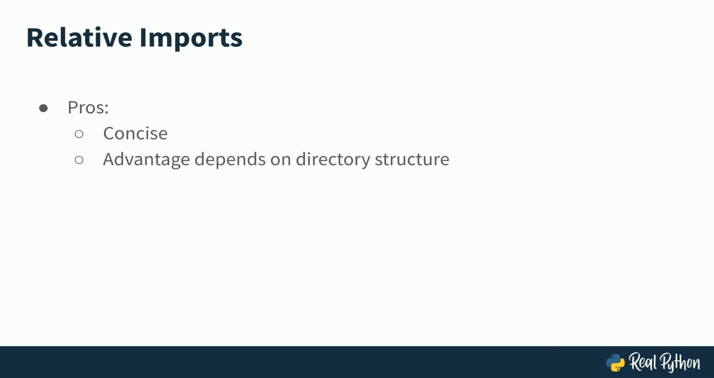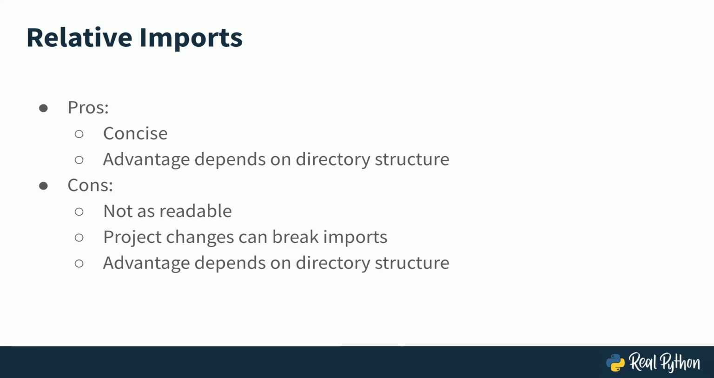Relative imports offer up a couple different advantages. Off the bat, they're much more concise than absolute imports. This advantage is based on your directory structure, so if you organize your modules and packages so that similar resources are located near each other, you can gain a lot by using relative imports. Drawbacks to using relative imports include that they're not as readable as absolute imports, and changing your project can break those imports. Now if you move a file, you often have to change your imports to point to the same resource.